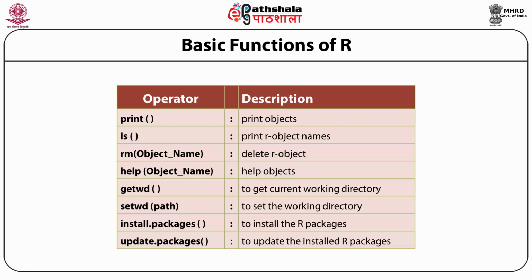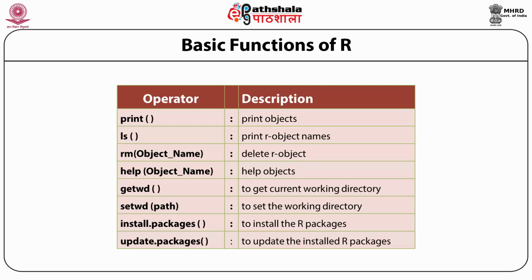So it will print all the objects' names. And if we want to check whether any particular object is there or not, we need to simply type ls under brackets the expected object name. So it will print that object if it is present in R.